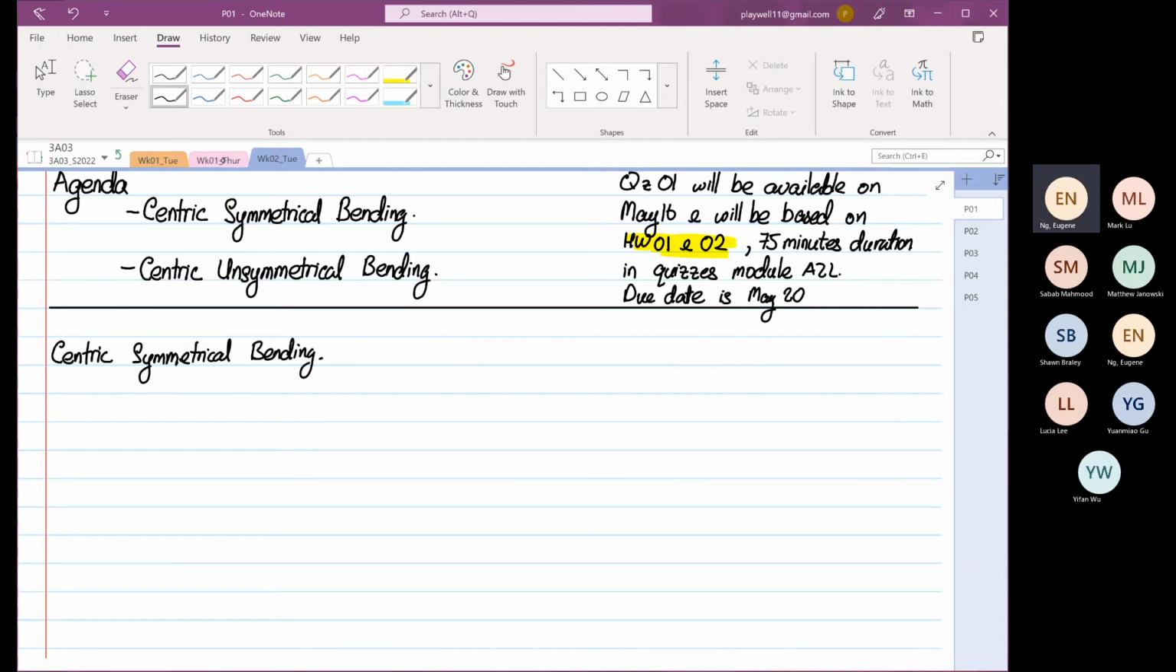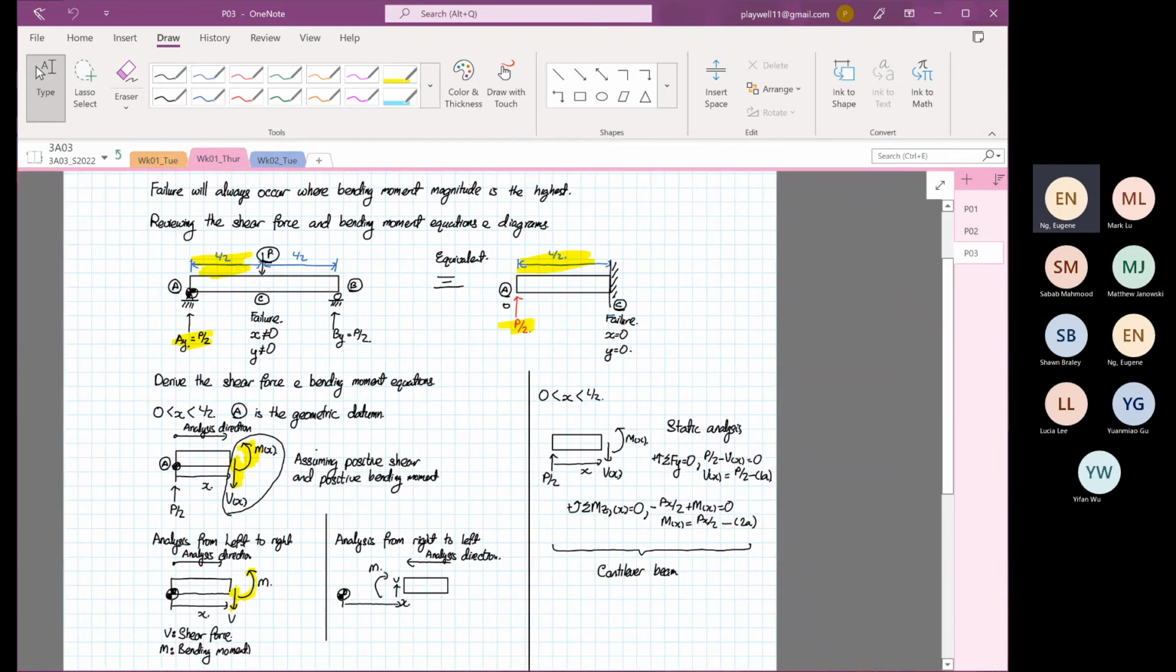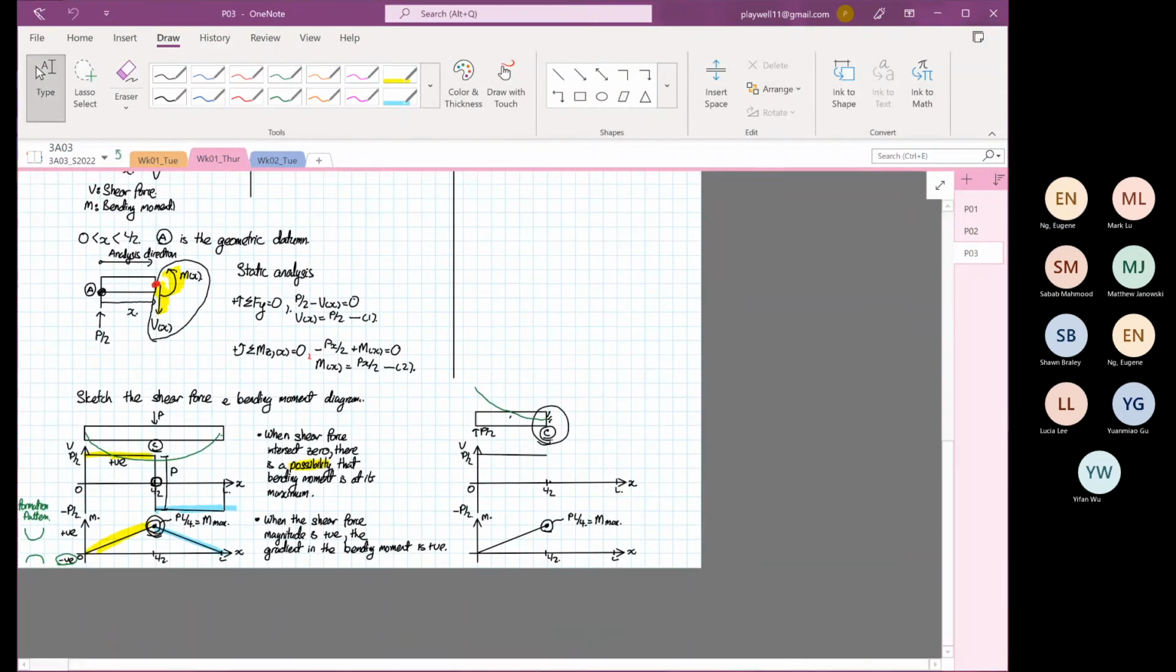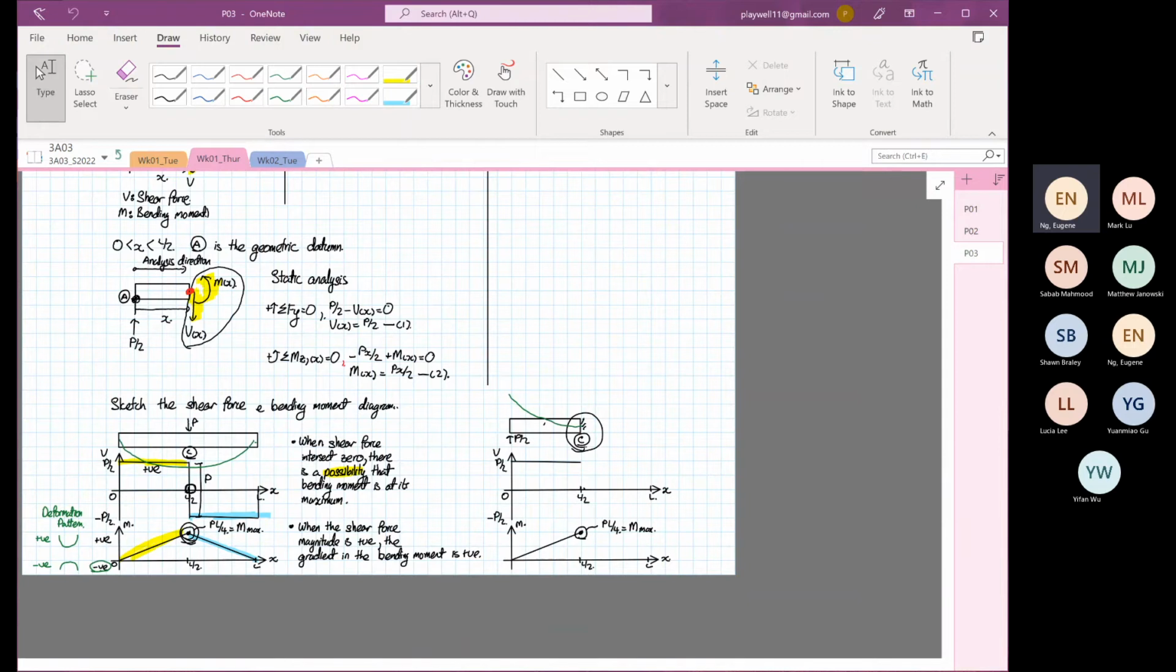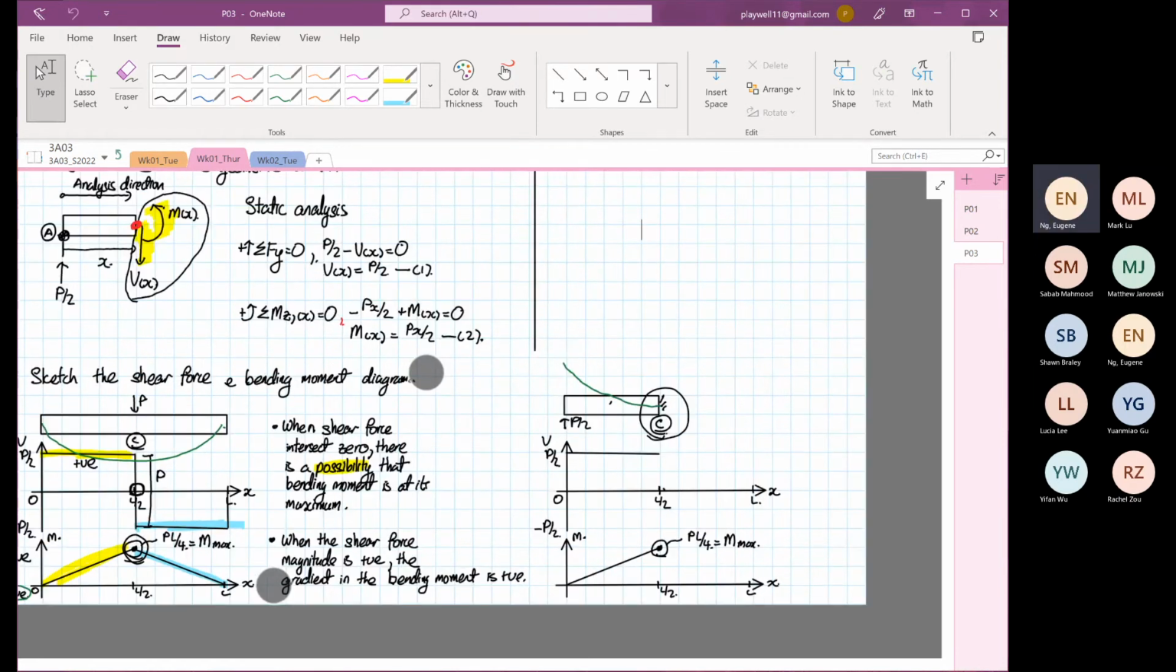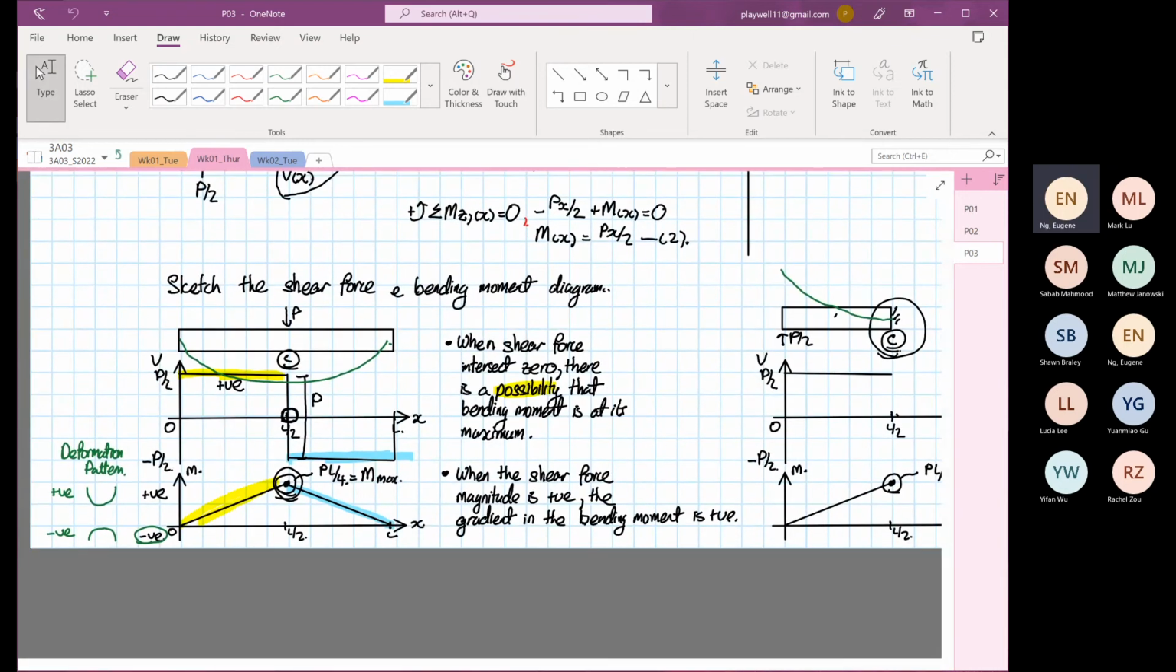So before I go there, what did we do last week? Last week we finished off with me helping you to recall your shear force and bending moment diagrams and the relationship between shear force and bending moment. For example, if the magnitude of the shear force is positive, the bending moment gradient is positive. When it's negative, the gradient is negative. And when the shear force intersects 0, there is a possibility for the bending moment to be at its maximum.